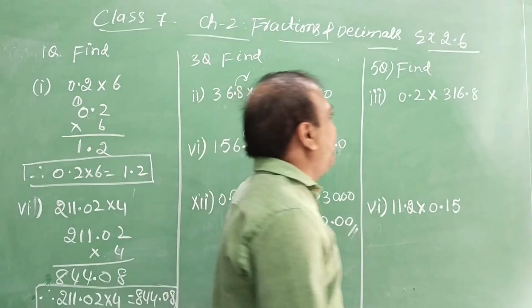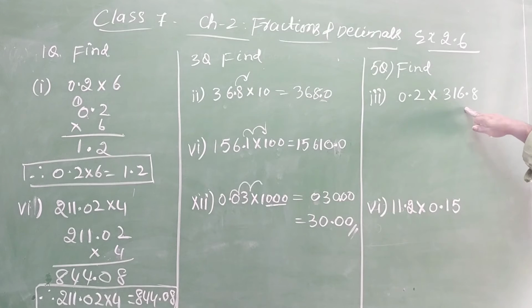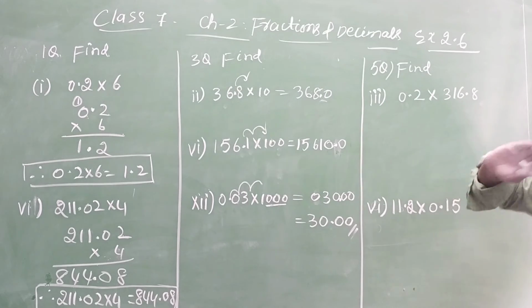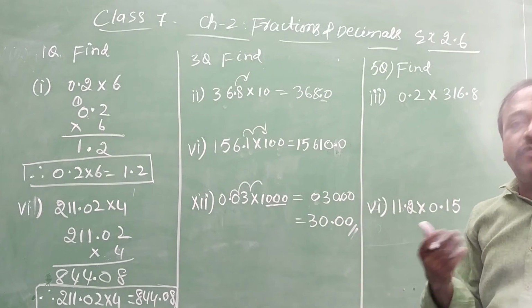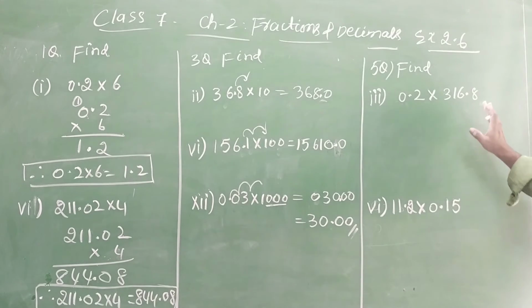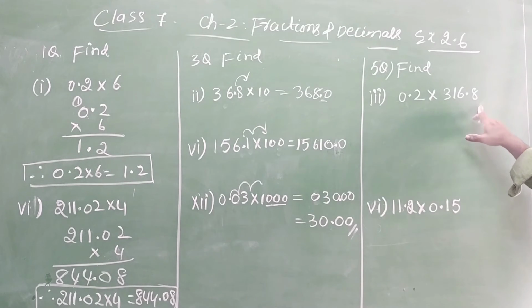Let us move to question number 5. Find 0.2 into 316.8. However you do, first you write this number or next you write this number. Closure or commutative properties we have discussed in the previous chapter, the integers chapter. What are the properties you have? So 0.2 into 316.8. However you multiply, you get the same answer.